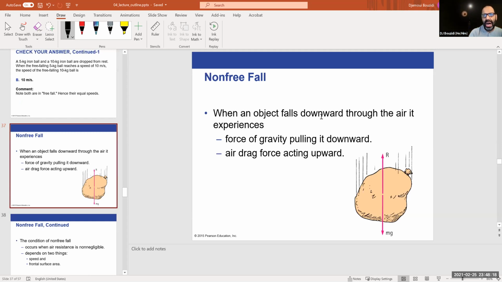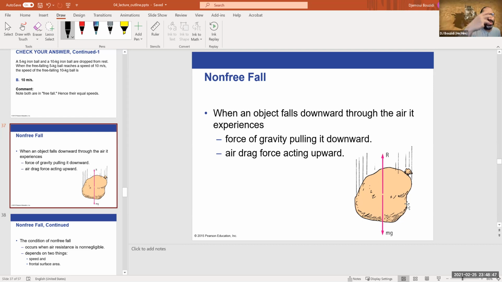Now when an object falls downward through the air, it experiences, of course, the force of gravity downward, but also the drag force. This is another friction, and that is due to the air. If you do this experiment in vacuum, you get 10 meters per second because there is no drag force. But because of the air, it slows down a little, because of the friction. The object is touching the air, and the air slows it down, okay?